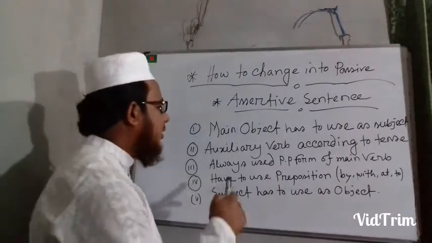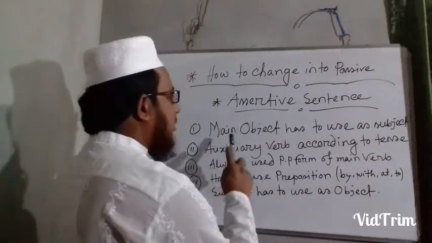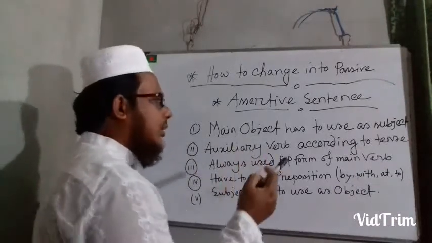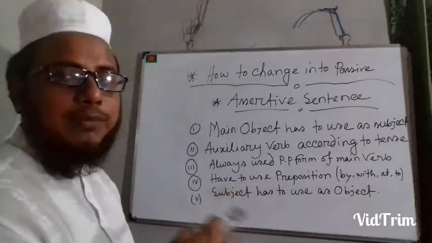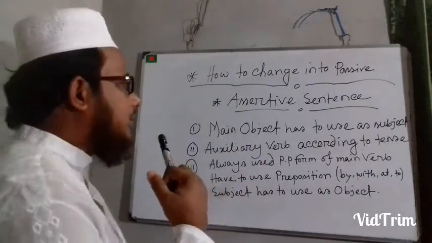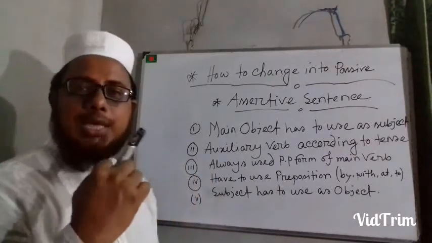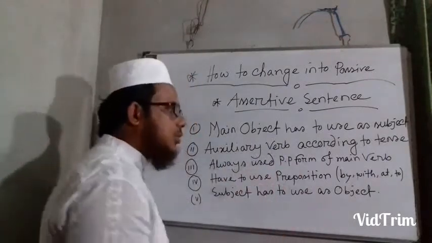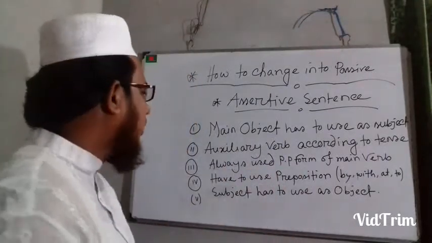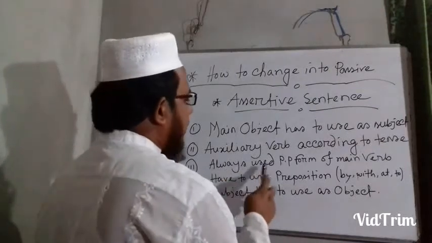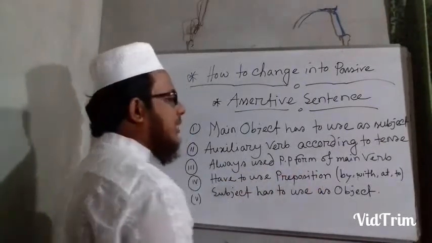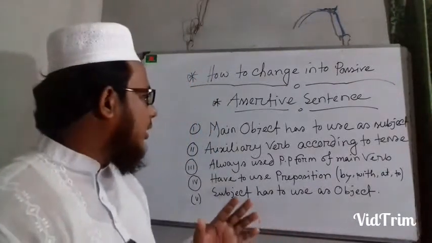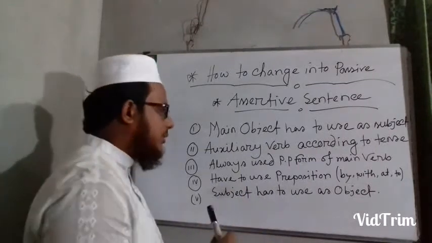Okay, dear learners, at first we have to use the main object of active voice as the subject of passive voice, and then we have to use the auxiliary verb according to tense. Okay, and then always use the past participle form of the main verb.